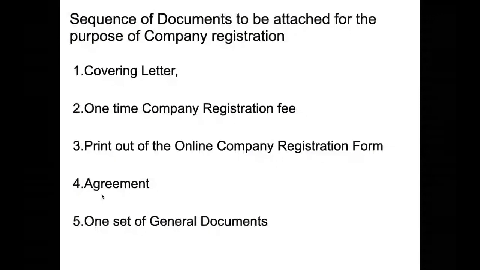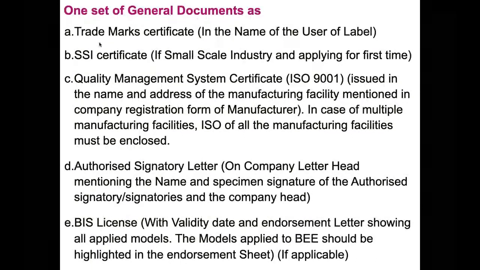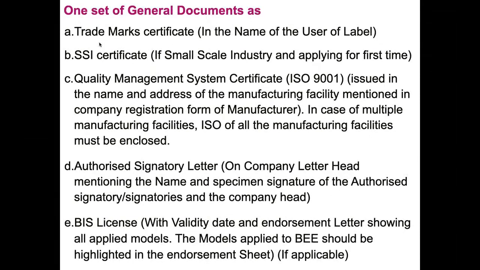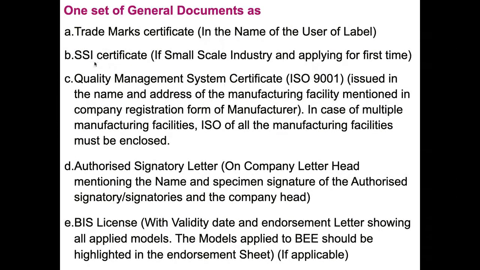So that would be only for that voluntary scheme, and one set of general documents. In that set of general documents, a trademark certificate should be there in the name of the user of that label. And one more is the SSI certificate, that is the small scale industry certificate, if it is a small scale industry applying for the first time.